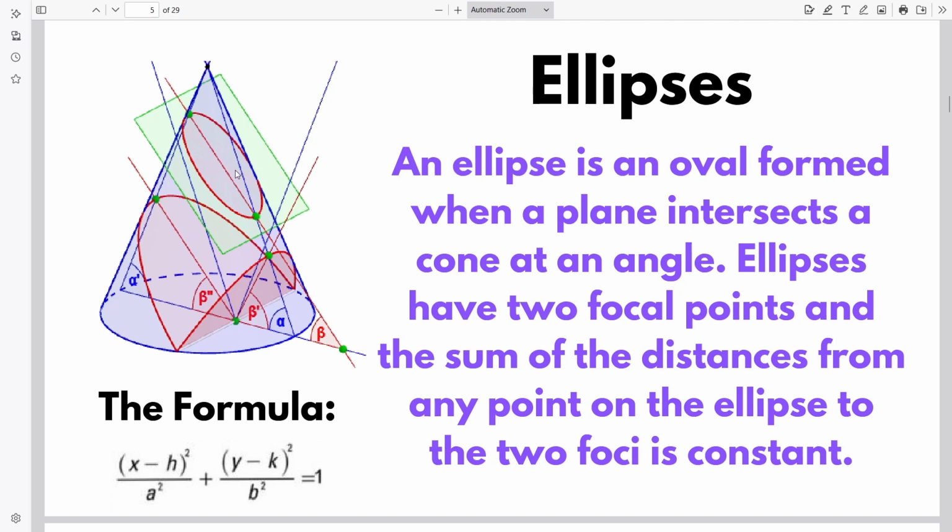So if I go here, this line plus this line is the same as when I go here, the sum of this line and this line. That's true for all points on this ellipse. It's a property of ellipses. Now the formula is exactly what you'd expect. It's the circle formula, and you divide by the stretching factors. And instead of equaling r squared, it equals 1, because a squared and b squared are pretty much the radii.